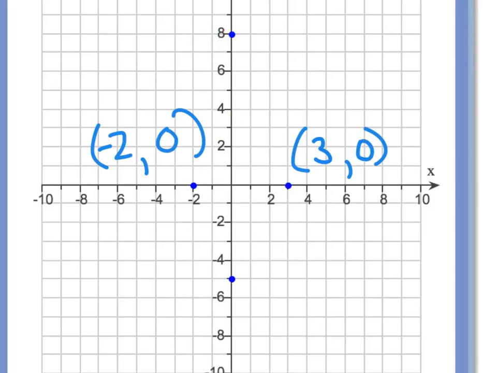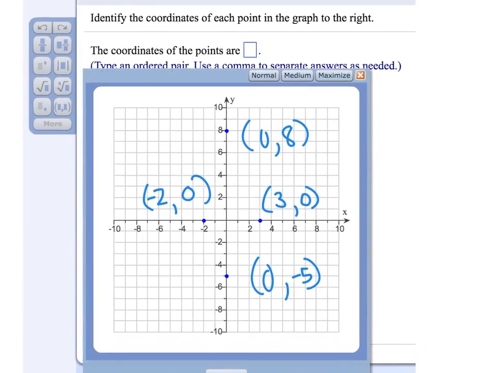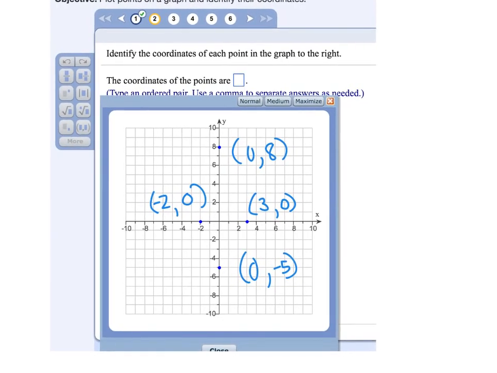And then here, let's do this one. Again, it's an ordered pair, so we know we're going to have 2 numbers. We don't go to the left or right, so that's going to be a 0, but we do go up 8, so it's 0, 8. And then down here, there's our ordered pair. We don't go to the left or right, but we go down 5, so that's going to be 0, -5. And that is our 4 points that we're going to record up here.